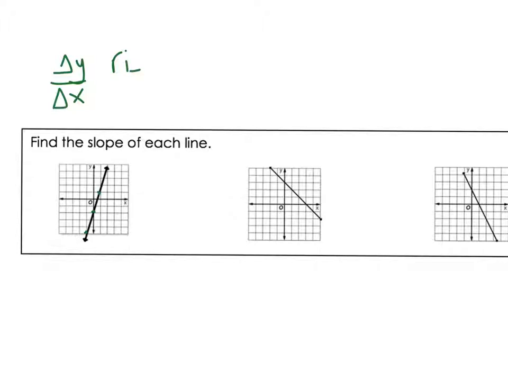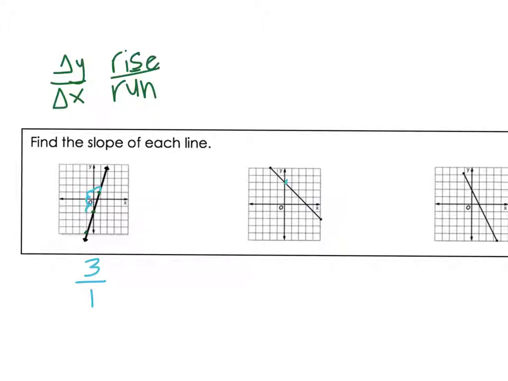Rise over run. They both are saying how much does it go up or down divided by how much does it go to the right or the left. So we pick any 2 points on the line and we say from this point to this point it goes up 1, 2, 3. So my rise is 3, or my change in y is 3. My run is 1, so the slope is 3 over 1.